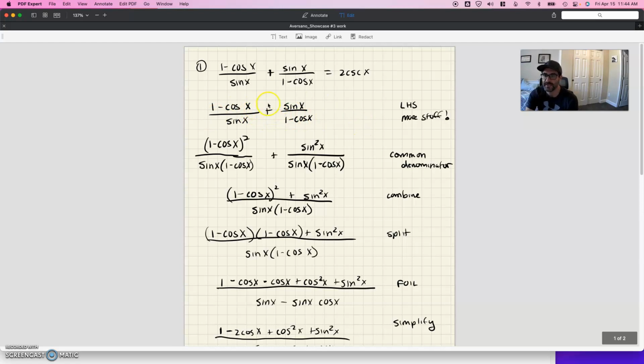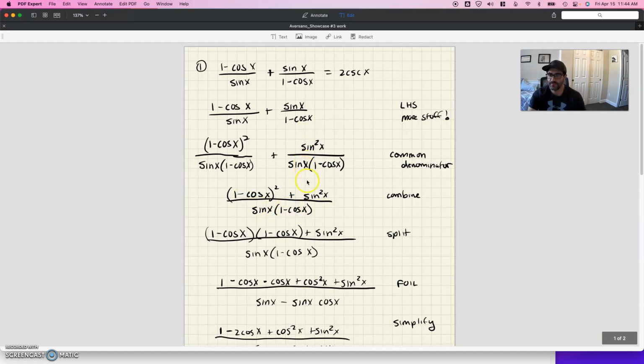and the first thing I did was find a common denominator between our two terms that we're adding. The common denominator here is sine of x times 1 minus cosine x. We can then combine these equations into one term over the common denominator.